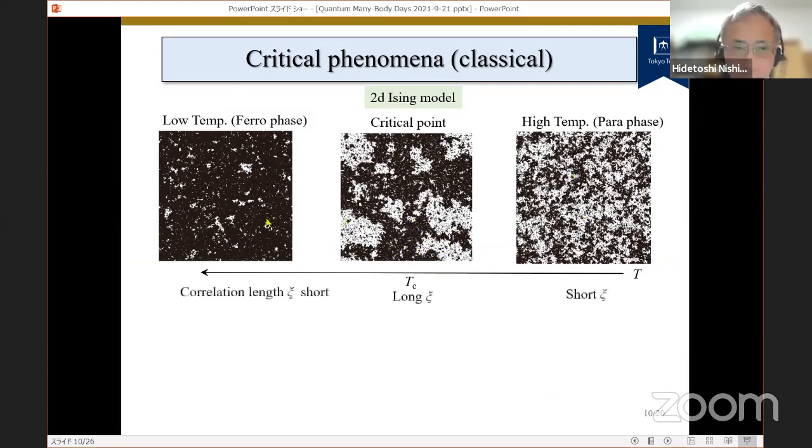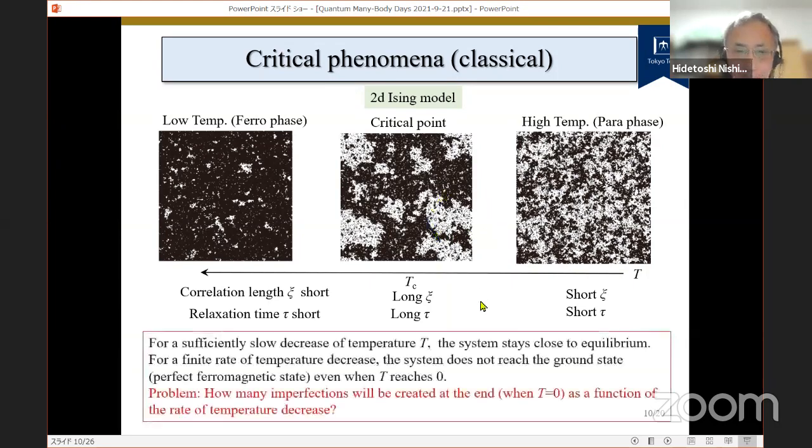And at high temperature and at low temperature, the correlation lengths are short. The correlation lengths are, for instance, the size of those white islands. But at the critical point, the correlation length is very large. It extends from a very small value to a very large value. So reflecting this very long correlation length around the critical point, the relaxation time is very long because it takes a very long time for the system to flip those large islands. So this description is about the equilibrium state.